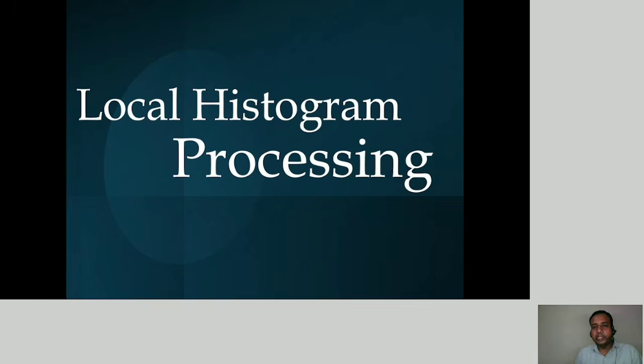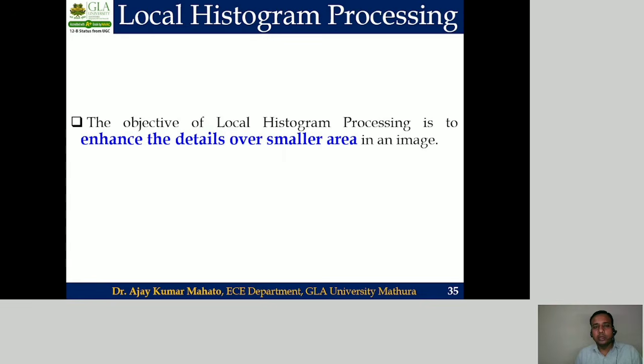The next image enhancement method based on histogram processing is local histogram processing. Local histogram processing is usually preferred whenever our objective is to enhance the details over a smaller area in an image. To understand local histogram processing, let us take some examples.